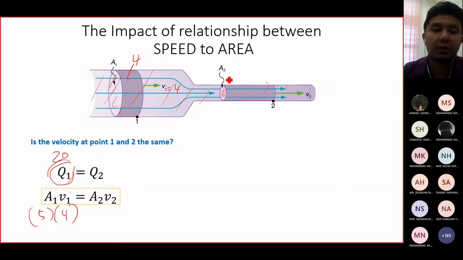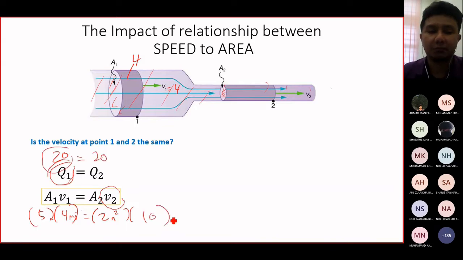So meaning here, although A2 is smaller, let's say A2 is 2 meter square. This is 5 meter square, this is meter per second. So what is the value of V2? Because the total must be 20, Q2 is 20, so this must be 10. So here you see when the area decreases, the speed increases from 4 to 10.